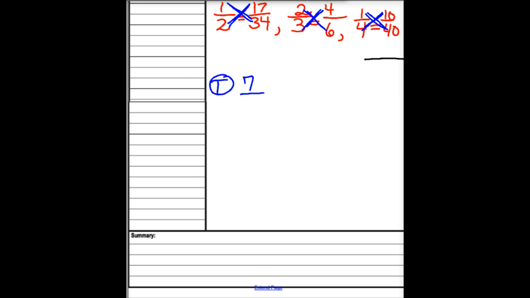Anyway, Argyle can read 7 pages of his book in 5 minutes. That's what we call a ratio. And I'm going to put 7p over 5m so I can keep it straight that I've put the pages on top and the minutes on the bottom. It says how many pages can he read? So I've got to keep that up on the top and I don't know. So I'm going to put an X there.